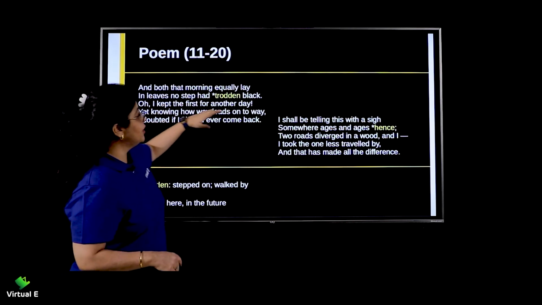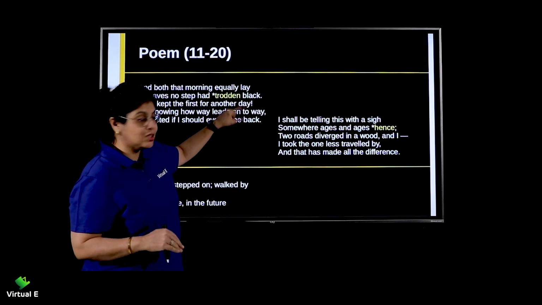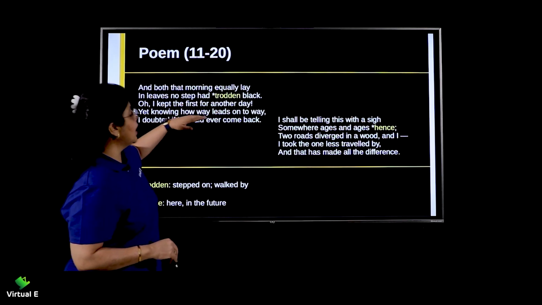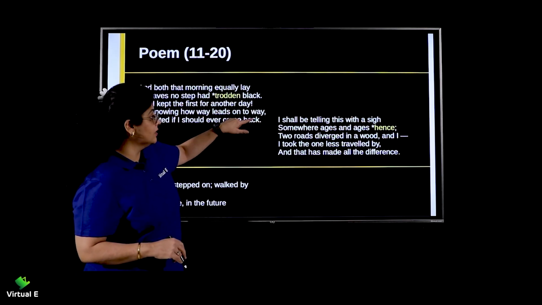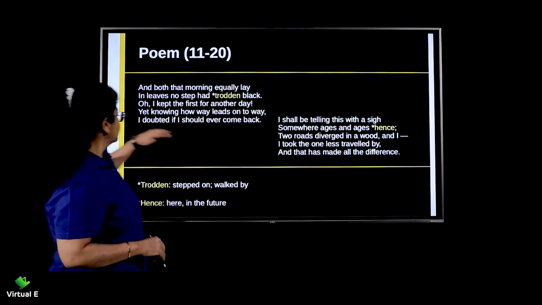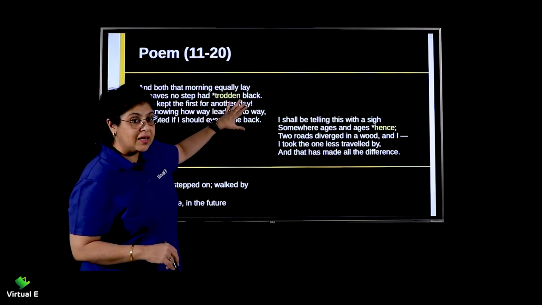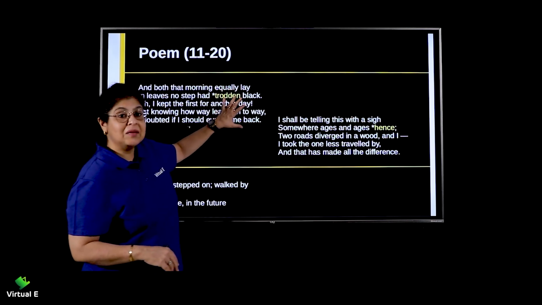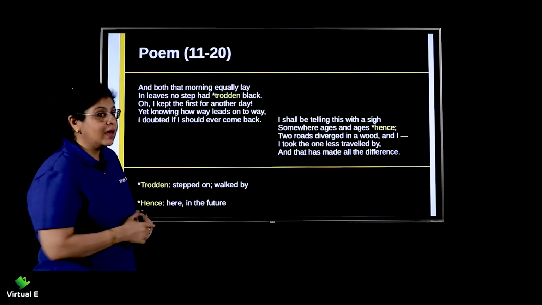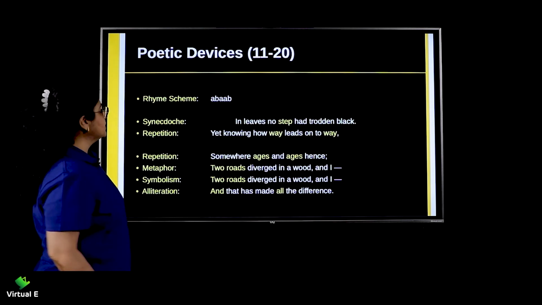"Oh, I kept the first for another day." Now can you see, lay and day are rhyming words. So if this is A, this is also A. "Yet knowing how way leads on to way," another rhyming word. So lay, day and way, A. "I doubted if I should ever come back." Now black and back are rhyming words. So B and B. So you see the rhyming scheme again here is A, B, A, B. Right? And talking about the literary devices, the poetic devices.